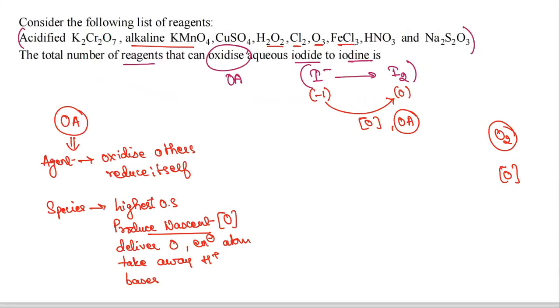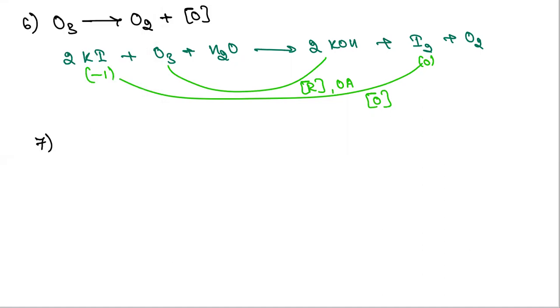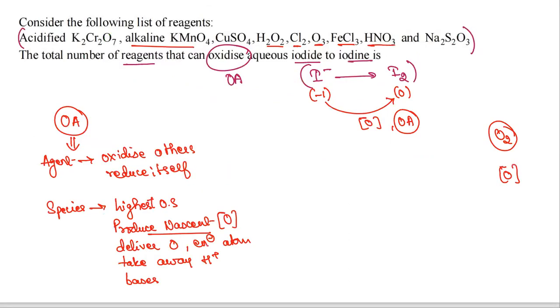Then after ozone, we have another molecule, which is FeCl3, iron chloride, and this is ferric chloride actually. See here, Fe is in the plus 3 oxidation state, and you know that Fe may also exist in the plus 2 oxidation state. So if it goes from plus 3 to plus 2, of course it will be reducing itself, and hence it can behave like a good oxidizing agent and can easily carry out the iodide to iodine conversion. Is that clear?